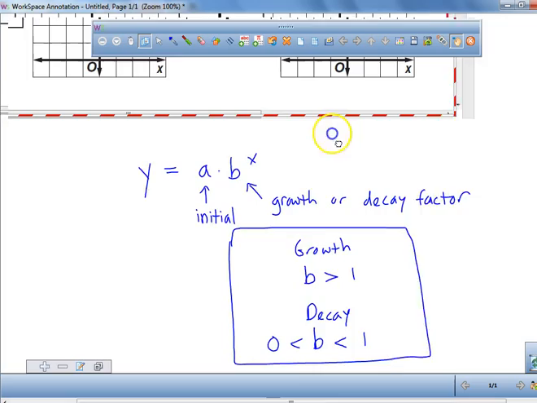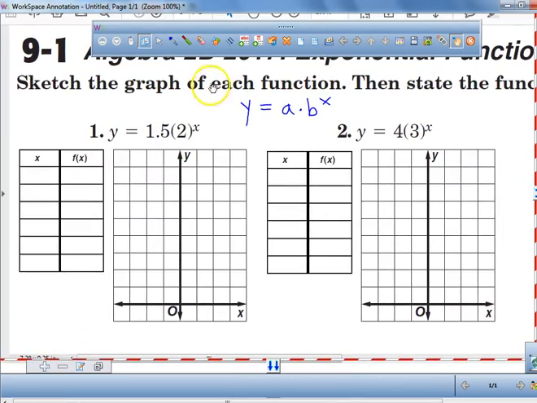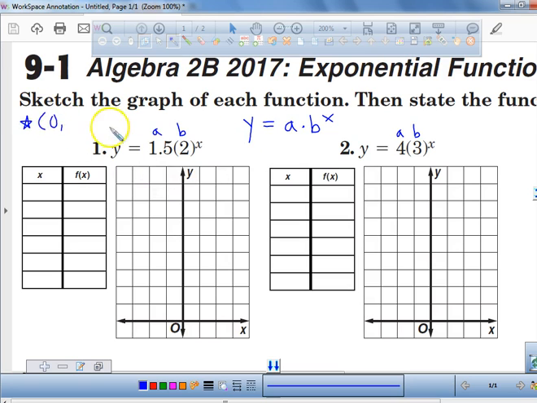So right here, if we take this and apply this to the first problem, this is our A value, this is our B value. Something that's really important. If you see a formula that looks like this, anytime you start with 0, it will always be 0, comma, A every single time. So right here, if I say 0, what's my A value right here? 1.5.